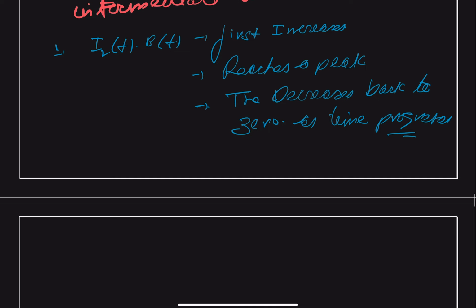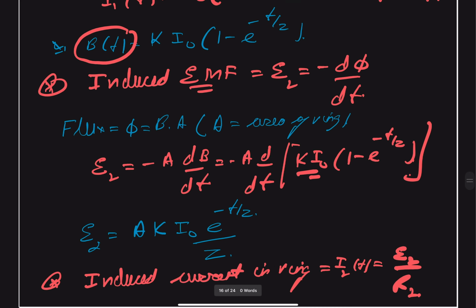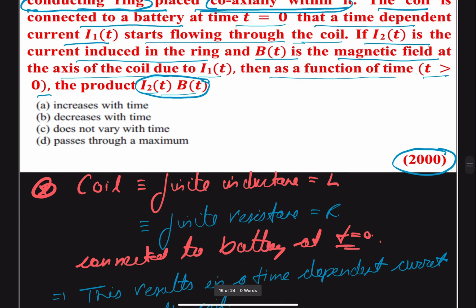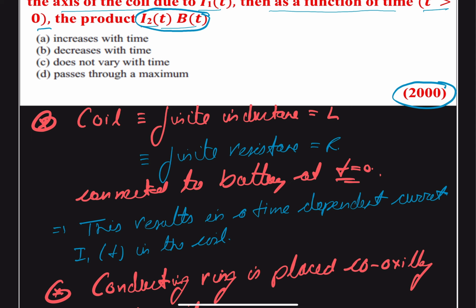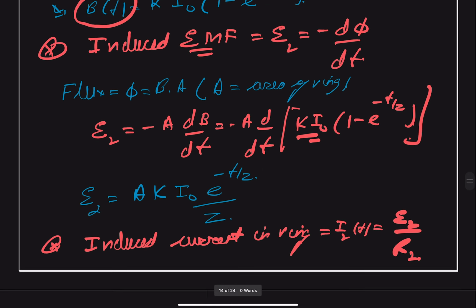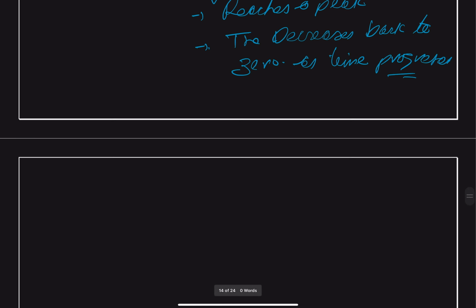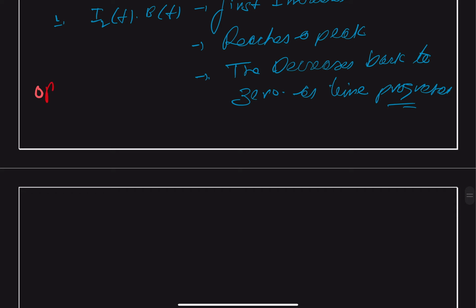So let's check which option is the correct one. It does not increase continuously with time, it does not decrease continuously with time, it varies with time, so this option is also incorrect. So only one option is correct: it passes through a maximum value. Okay, so you can say option D is correct.